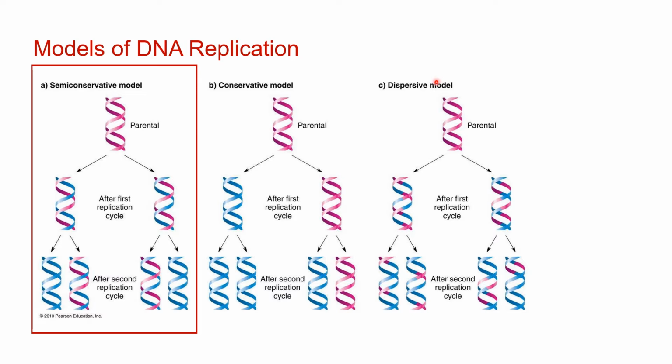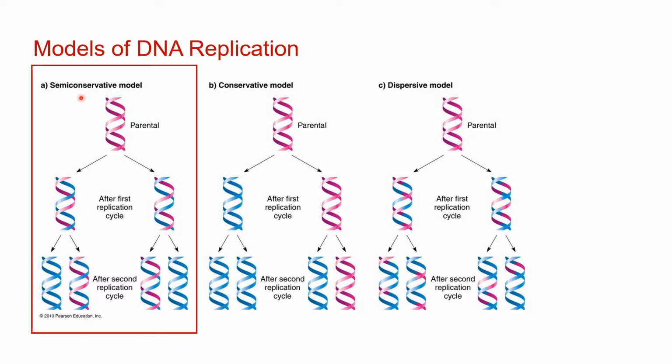On the other hand, in the dispersive model, intermixing has happened. There is fragmentation of the parent DNA strands, intermixing with the newly synthesized DNA. See, this pink one is the parental DNA and the blue one is newly synthesized DNA. Intermixing has happened, so both of these hypotheses are not accepted by scientists.